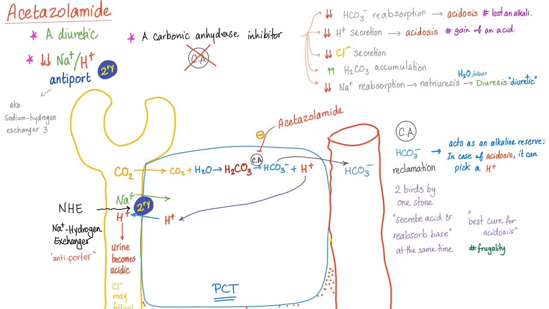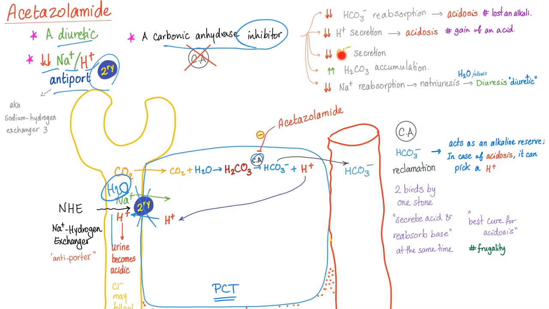Let's introduce acetazolamide. It's a diuretic. How? Because sodium is now being lost in the urine. Water is gonna follow. You lose salt and water in the urine. That's a diuretic. It inhibits the sodium-hydrogen antiport, the secondary active transport. Yes, indeed. Why? Because it inhibited the carbonic anhydrase enzyme.